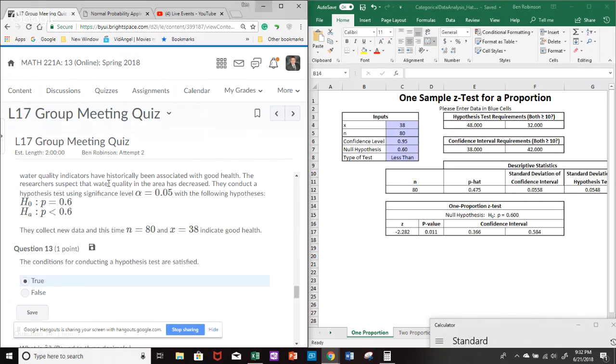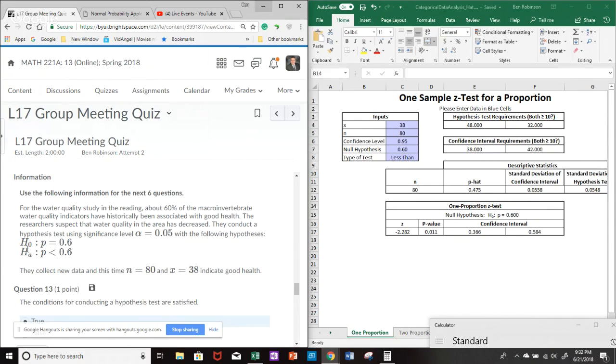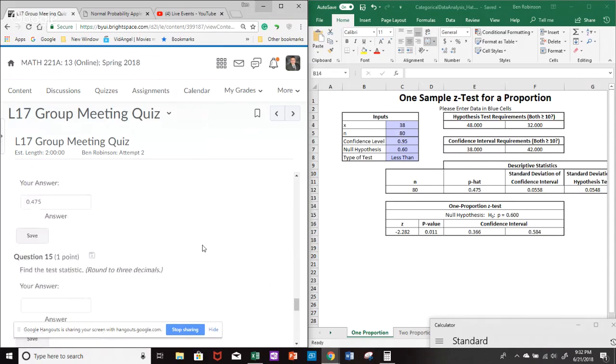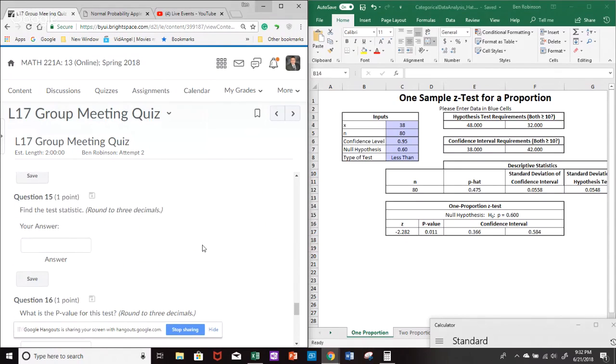and then the null hypothesis was that they were at 60, and we're trying to do less than 60 as the alternative hypothesis. So the P hat, I believe, is what it's asking for. Right, it is 0.475. Find the test statistic. It would be minus 2.282. Yep.